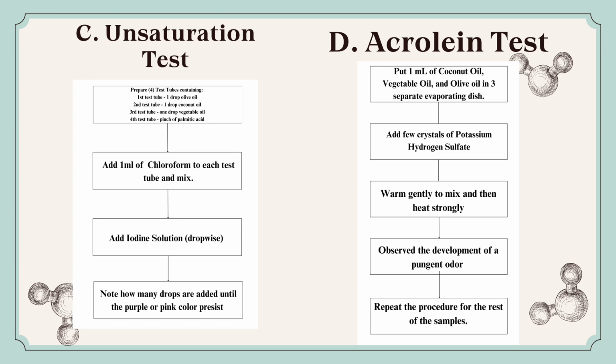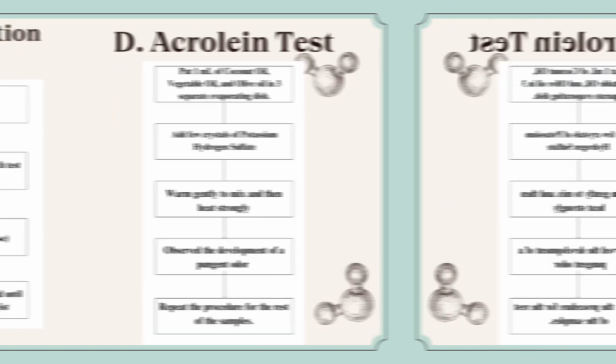For procedure D, we have the acrolein test. The acrolein test confirms the presence of oils and fats in the sample by causing a pungent odor upon testing. The procedure goes as follows. Put 1 ml of the sample of coconut oil, vegetable oil, and olive oil on separate evaporating dishes. Then we added a few crystals of potassium hydrogen sulfate, followed by gentle warming on heat to mix initially. Then turn the heat up strongly to observe the development of a pungent odor on the samples. The procedures are repeated for each sample.